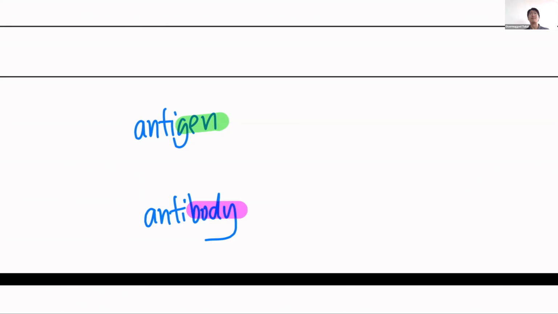Antibodies are the busybodies in the blood plasma, just floating around there. So antigen: agent on the cell. Antibody: busybody in the blood plasma. Hopefully that helps you remember better. Once more, Angel, you are blood type A. What antigen do you have on the red blood cell, and what antibodies do you have?